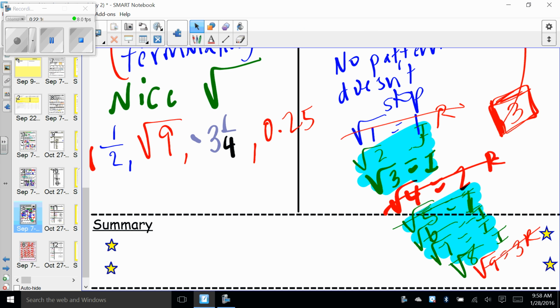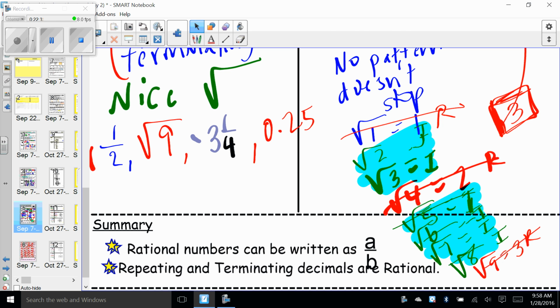All right, guys, so our summary for today is this. Rational numbers can be written as fractions. And remember that repeating and terminating decimals are rational. So go ahead and copy those down.